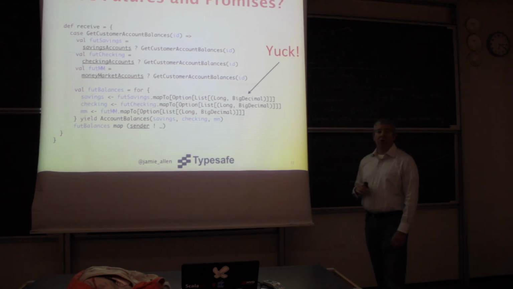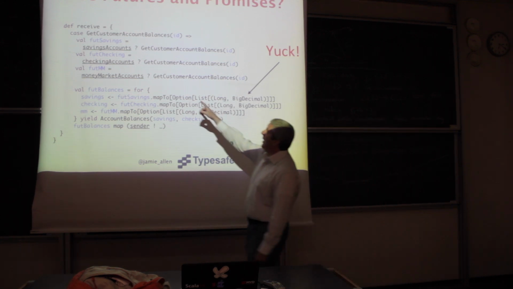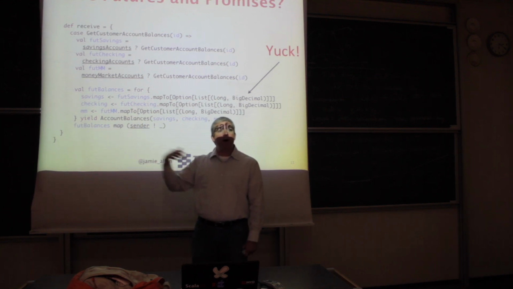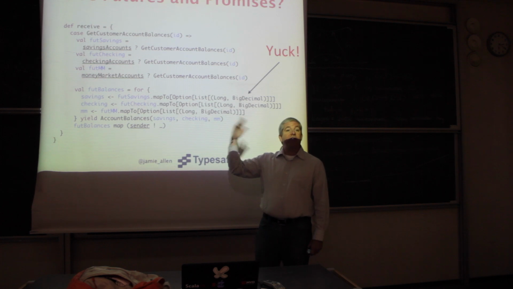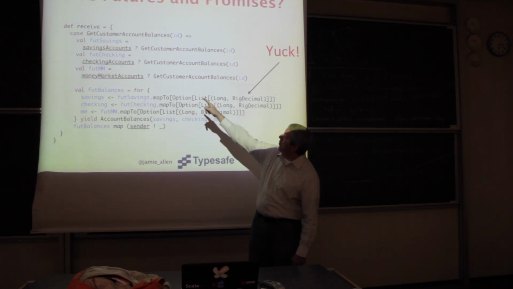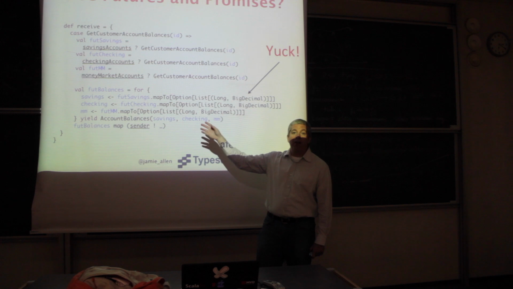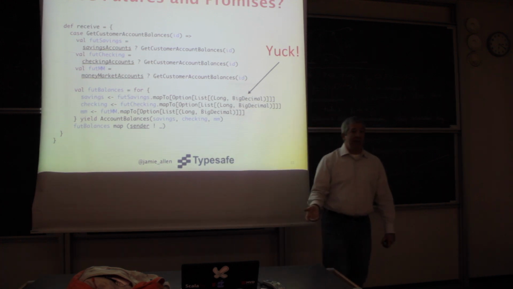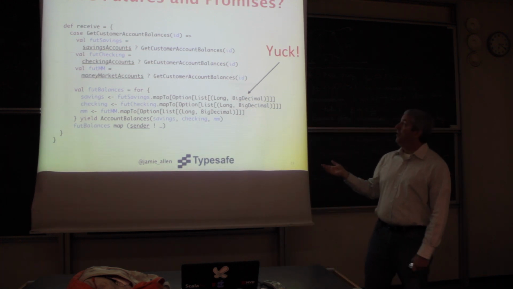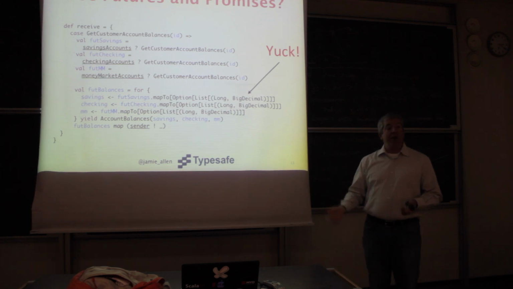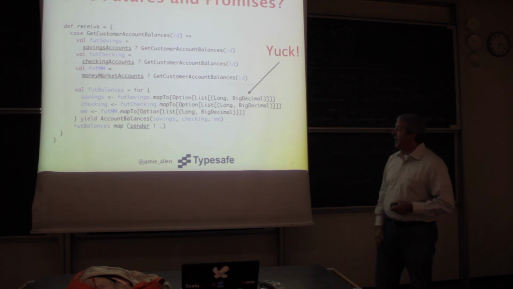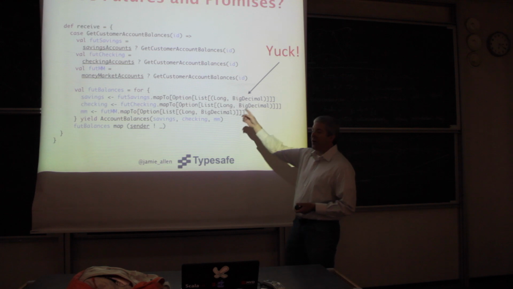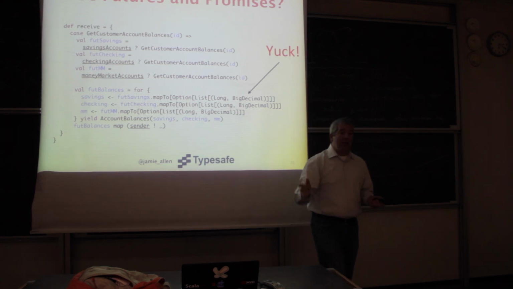So here's an example of using futures. In the receive block of my actor, whenever I'm handling a message, I have cases for what messages I'm handling. And in this case, I'm only handling get customer account balances for a particular customer ID, right? And then I say, well, all right, I'm going to create a future of get me the savings account information. I'm going to create another future of get me the checking account information. And then I can create another future of get me the money market account information. And this is all going to happen asynchronously.